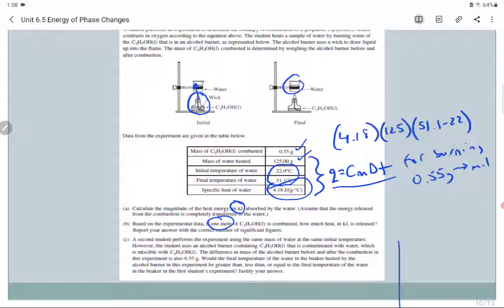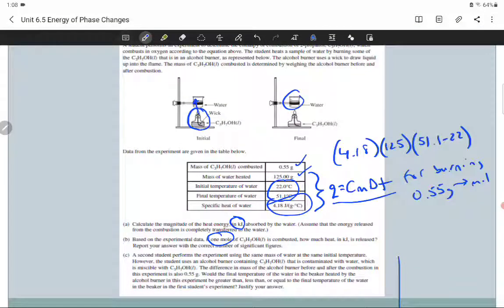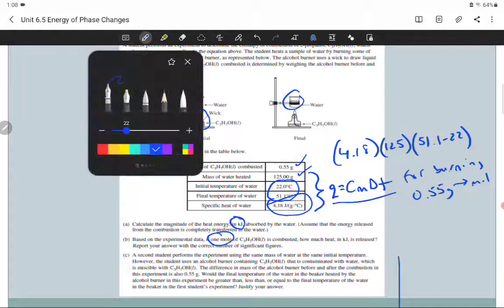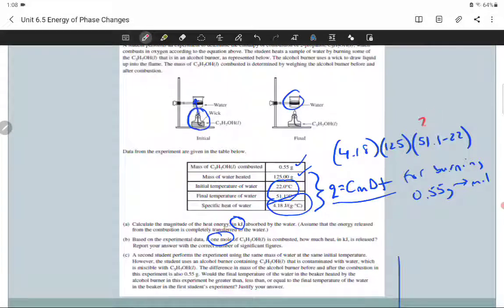Would the final temperature of the water in the beaker heated by the alcohol burner in the experiment be greater than, less than, or equal to the final temperature of the water in the beaker in the first student's experiment? Well, let's go look at this math here that we've already performed. It's asking what that number would be. For our last question, it was 51.1. This is the same as it was. Specific heat of water is the same. But actually, this is all about the water, so I don't know if this is going to help us out. Let's actually think about this a little bit differently.